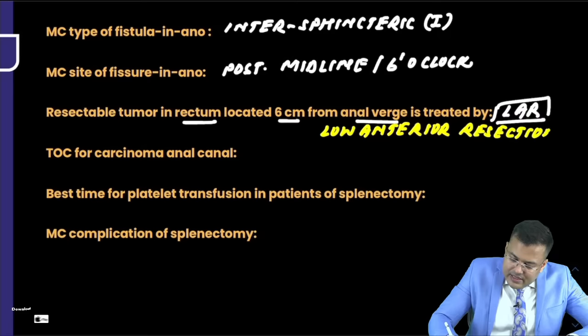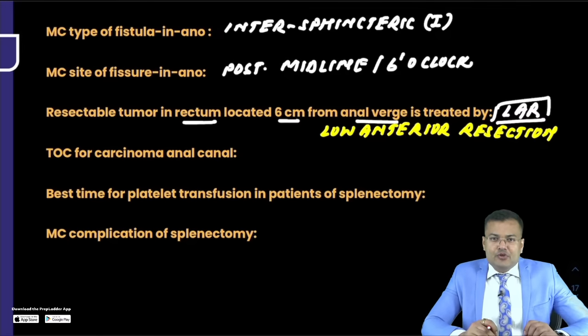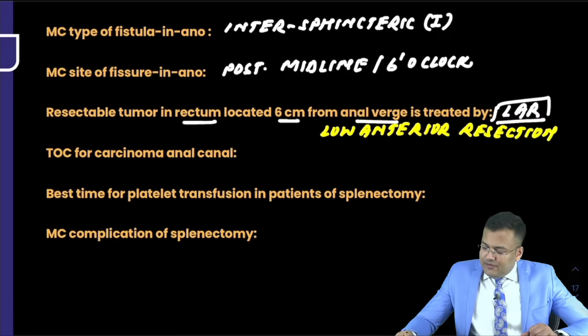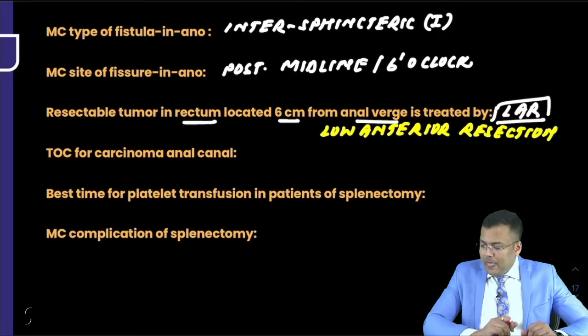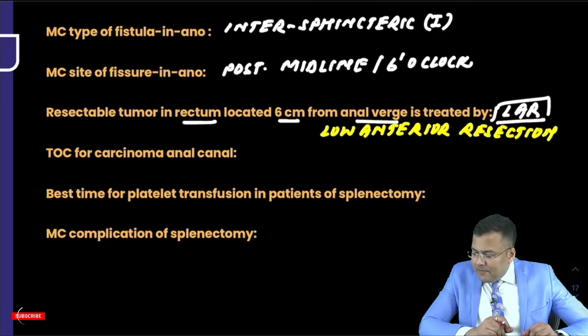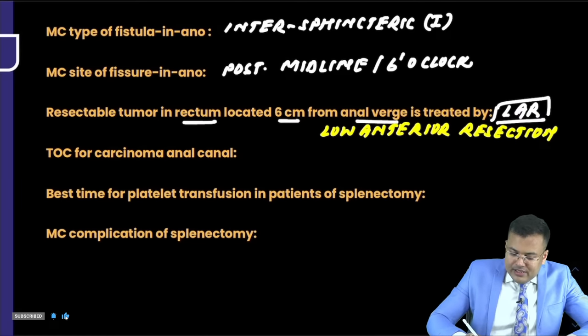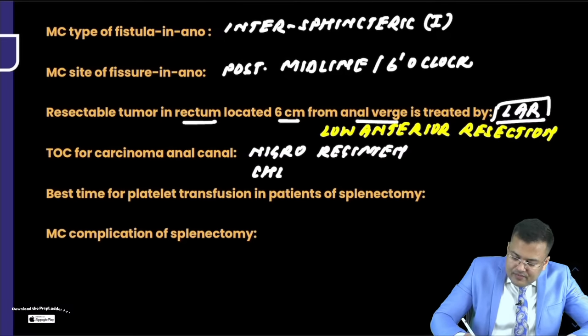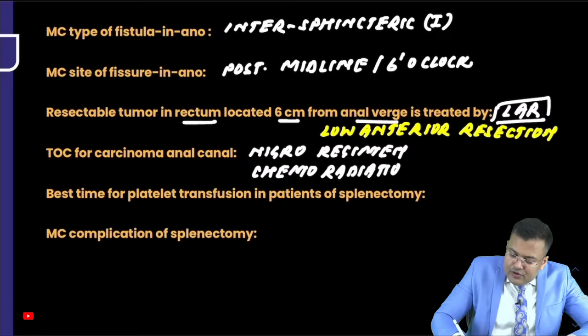Clear, guys? Next, tell me, what is the treatment of choice for carcinoma anal canal? Yes, we follow the Nigro regimen. And all of you know, what are the components of the Nigro regimen? We go for chemoradiation. So this is chemotherapy followed by radiation.